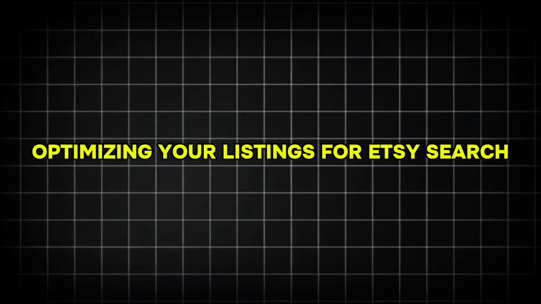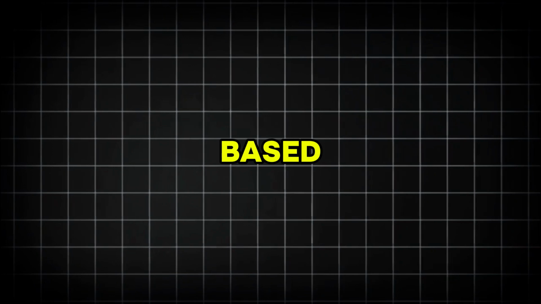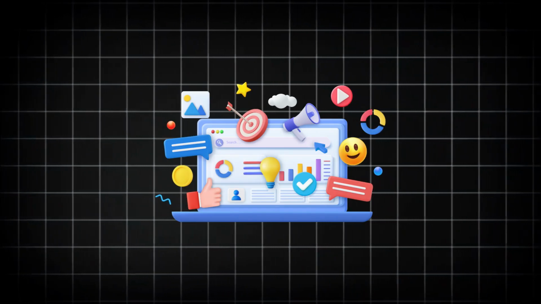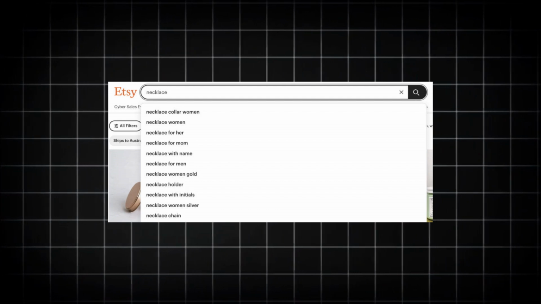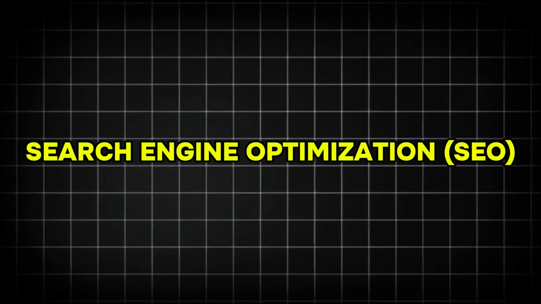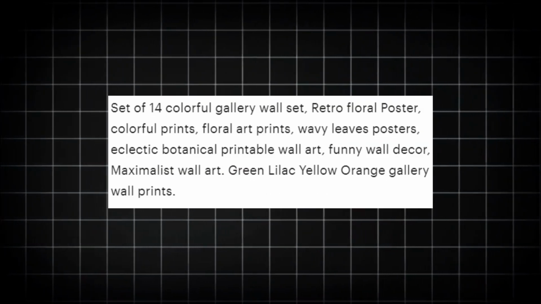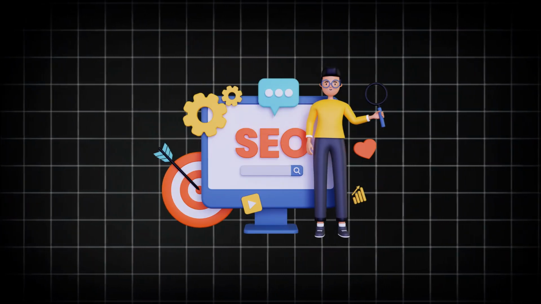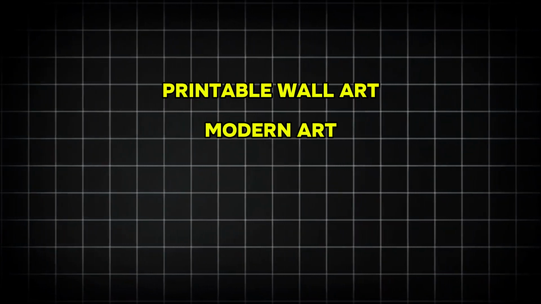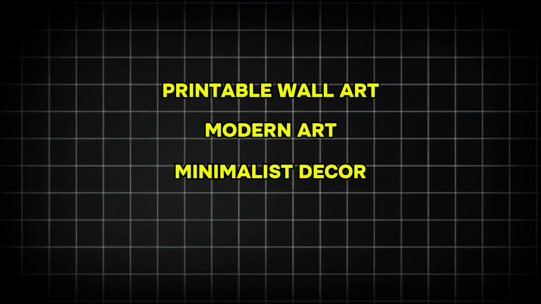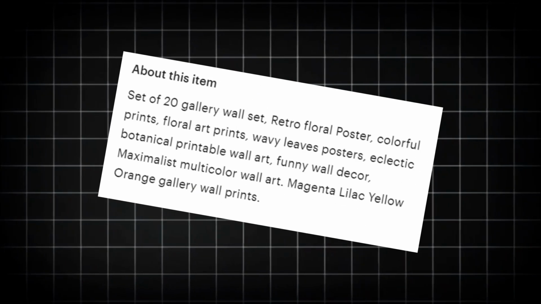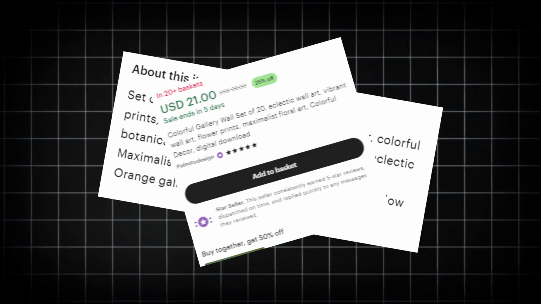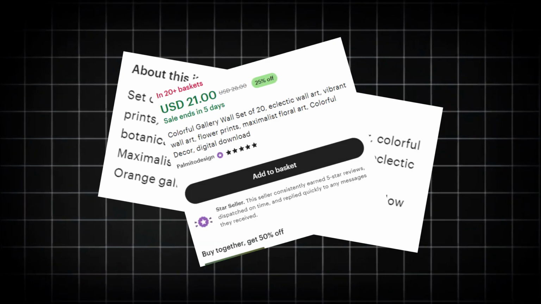Step 7. Optimizing your listings for Etsy search. Etsy is a search-based platform, so it's essential to optimize your listings for Etsy's search algorithm. This is where SEO, search engine optimization, comes in. Make sure to use keywords in your title, description, and tags that buyers are likely to search for. If you're selling abstract digital art, some relevant keywords might include printable wall art, modern art, minimalist decor, digital download art. Use these keywords naturally throughout your listing to ensure your product appears in search results when potential buyers are looking for something similar.